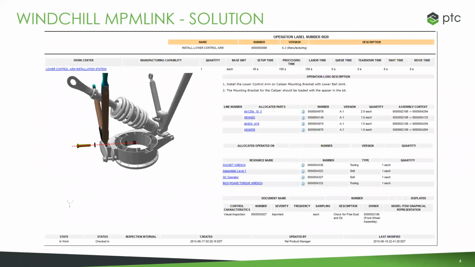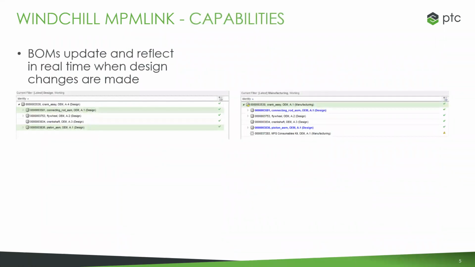So in doing so, you're giving manufacturing their bill of materials, their drawing, even things like work instructions, like you can see on this slide, that they're able to work with while engineers are still completing and improving and updating their own designs. So what are you actually getting with this? So with MPM Link, we'll go through some of the capabilities.